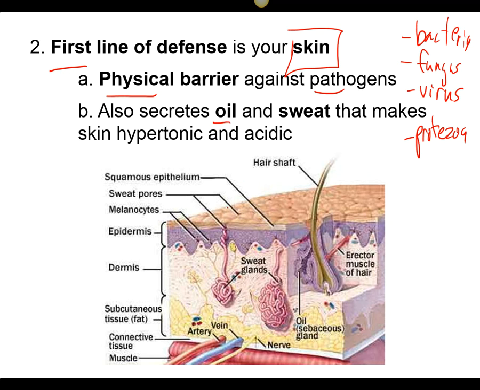We also have oil that is secreted on the surface of our skin and sweat that makes our skin a little acidic, and it's almost like an antibacterial surface that prevents pathogens and bacteria from growing.